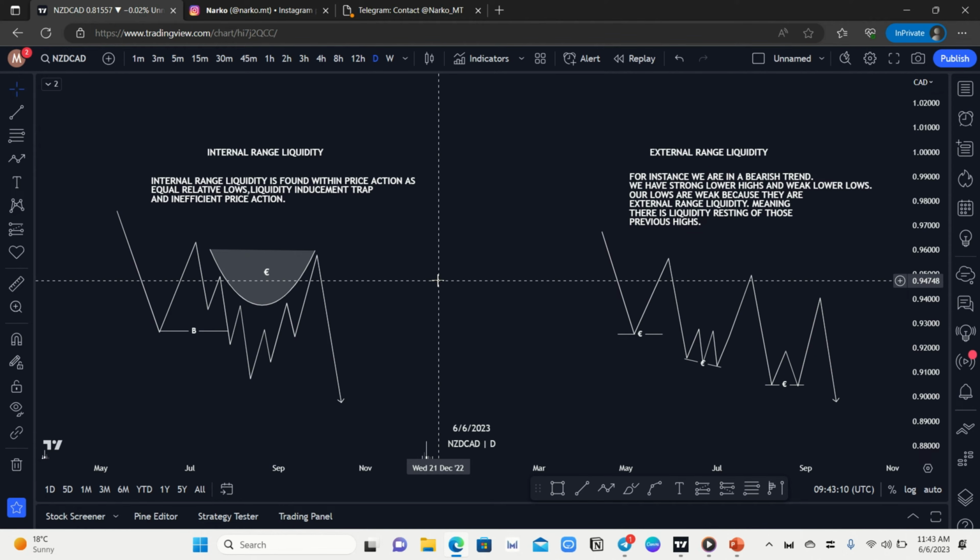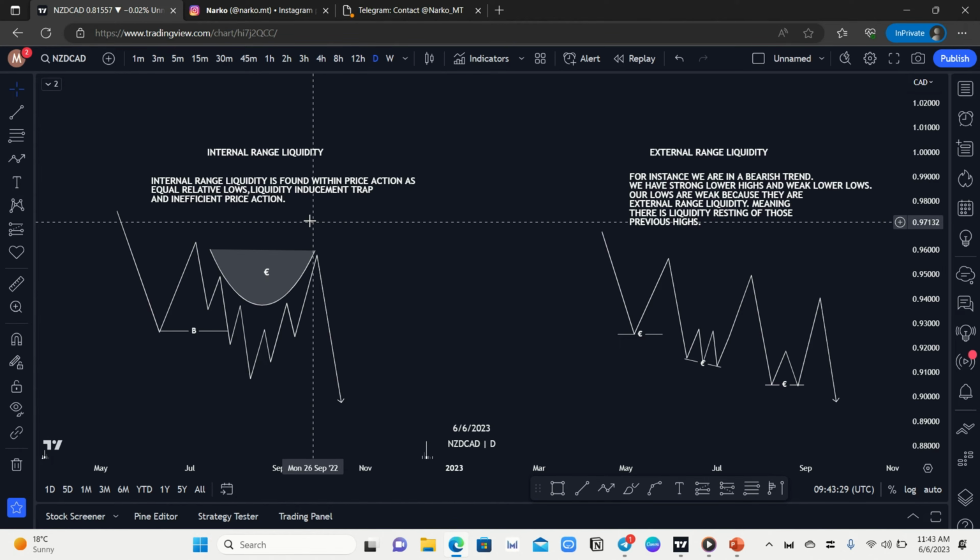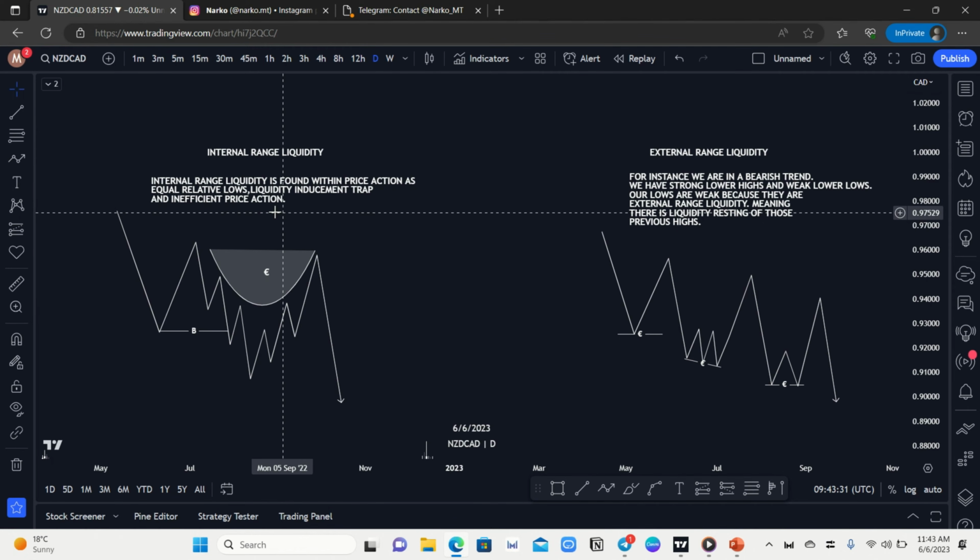Okay, so in today's video, I'm going to show you how you can go about mastering your trading using internal range liquidity and external range liquidity. Ultimately, internal range liquidity is found within price action as equal relative lows, liquidity inducement traps, and inefficient price action, also known as imbalance.